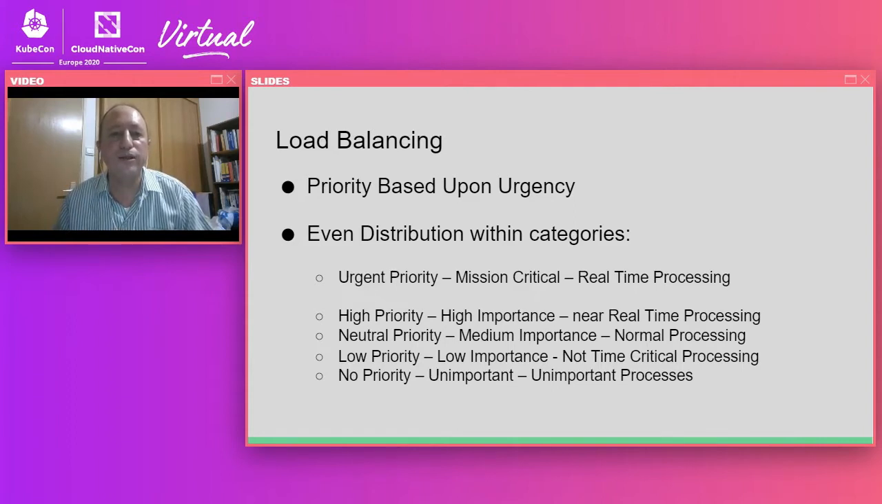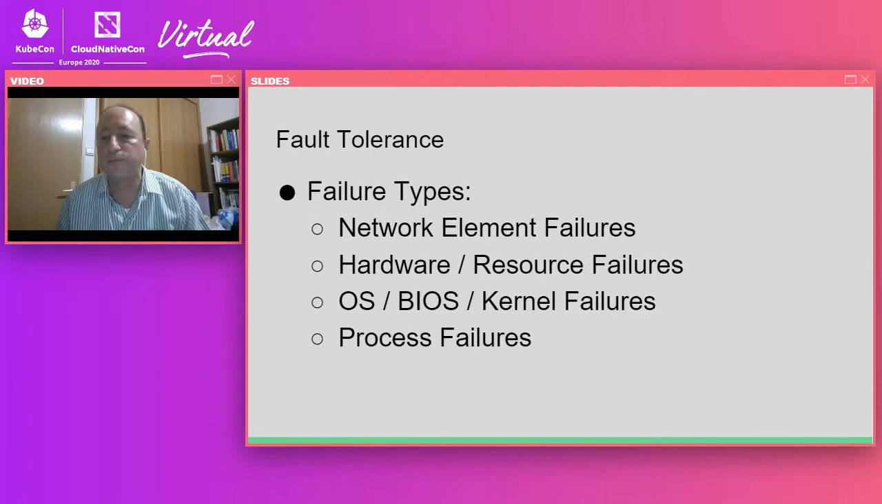So for load balancing, we can have priority based upon urgency. We can define processes as urgent priority, high priority, neutral priority, low priority, and no priority. So if we want to consider, for example, giving more resources to urgent or high priority processes, we can actually bring down the no priority and low priority processes, which is one method of keeping the system resilient and giving priority to processes that need it.